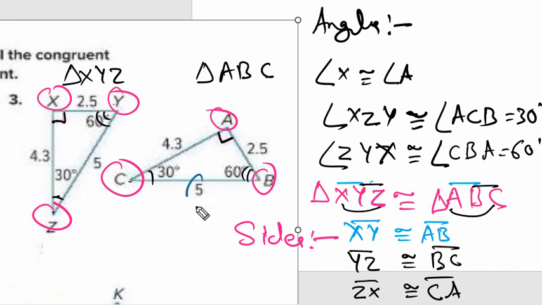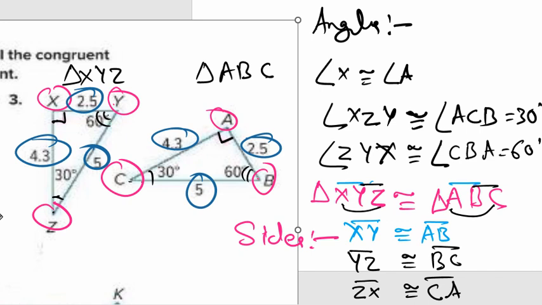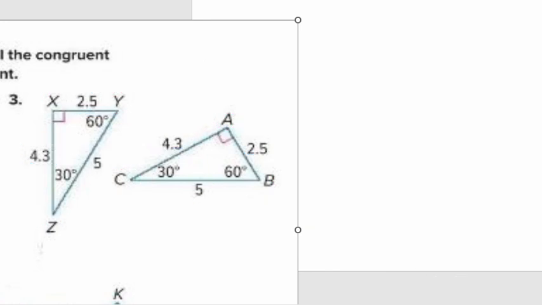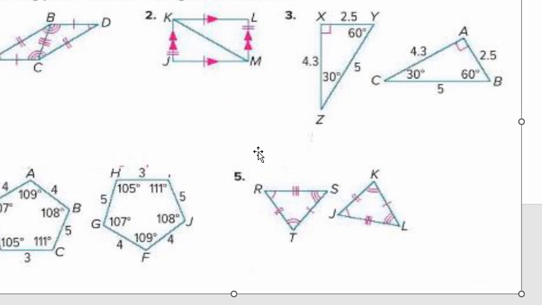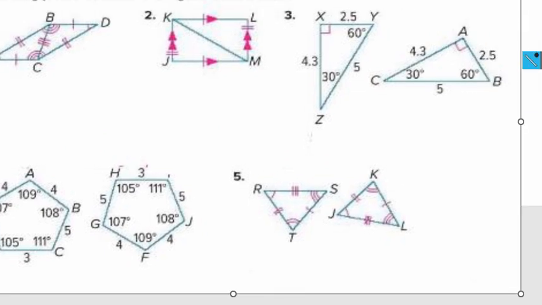You can check also from the given information. If you see here, this is 5, 5, right? This is 2.5, 2.5, 4.3, 4.3. So that's how you can check. Let's move on to the next question. Now the next questions are also like this. Question number 4 and 5. I will just quickly tell you about this one.